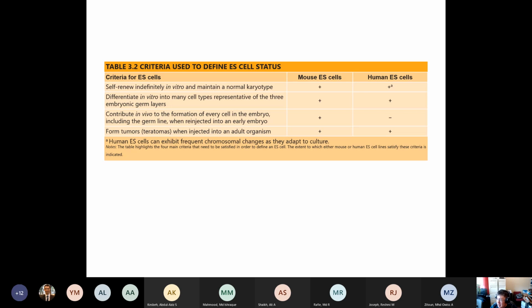That can be done for mouse embryonic stem cell, but not for human. You want to put human cells into the blastocyst of somebody's new baby? Not possible. It's not allowed. You're manipulating. You're trying to play God. It's just not happening. But one thing you can do is you can put the cells into muscles of animal to form a teratoma. So you can do that for both mouse and human embryonic stem cells.